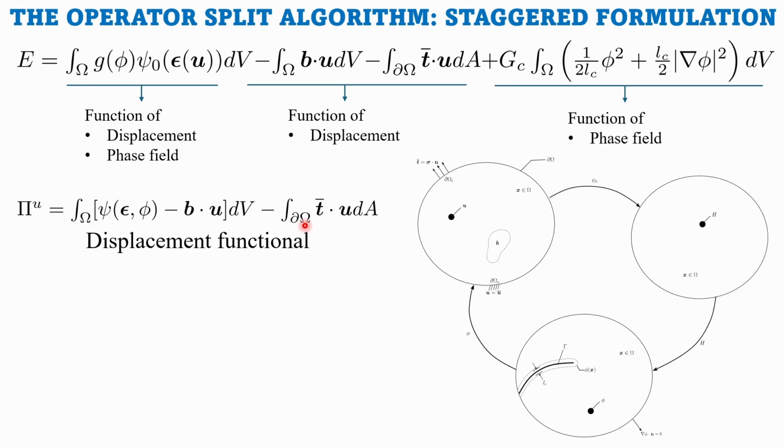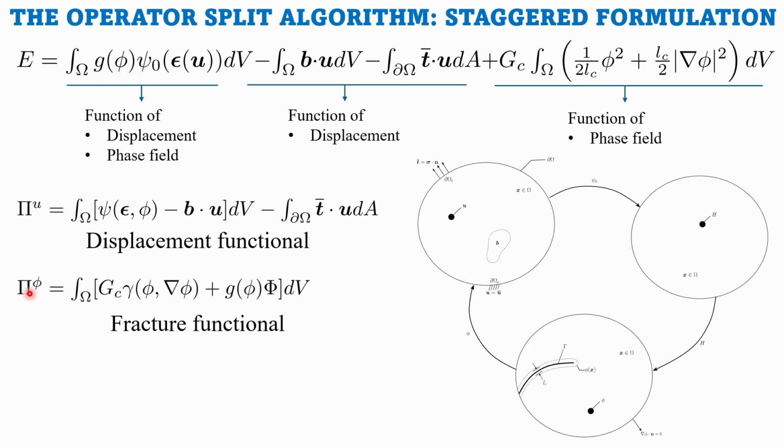The second one is pi phi. It is a fracture functional. So we take this term, which is only a function of phase field, keep it here, and we also take this term, which is g of phi times psi 0, and we keep it here, but we replace this psi 0 by capital phi. And as I said, this capital phi comes from this layer. This layer is called the history layer.